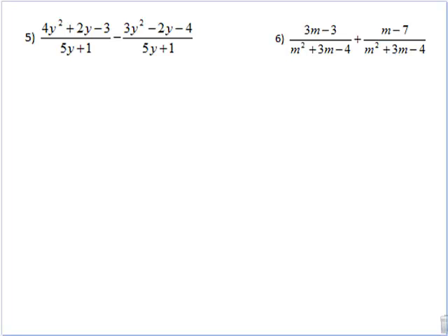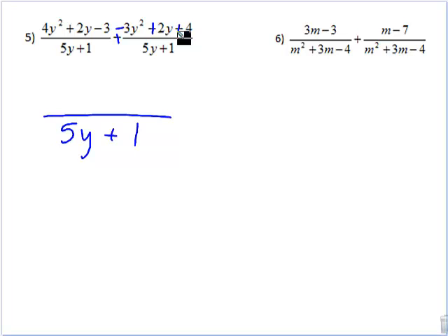4y squared plus 2y minus 3 all over 5y plus 1 minus 3y squared minus 2y minus 4 all over 5y plus 1. So what's the denominator have to be? Okay, 5y plus 1. So numerator, combine our like terms. So this is a minus in between. So what should we probably do? Yeah, change the opposite throughout.